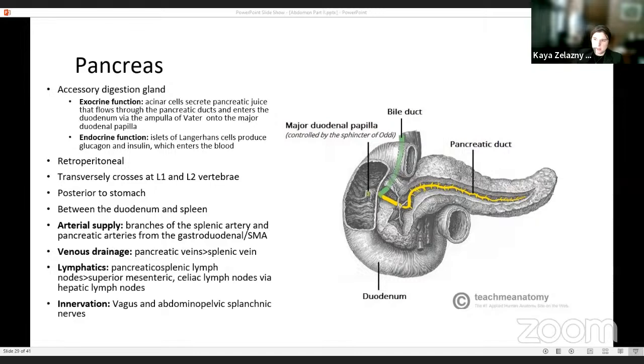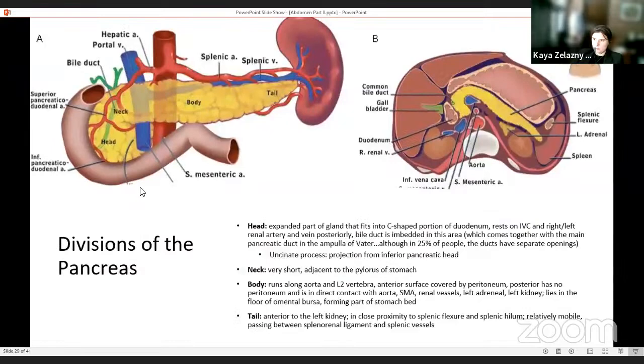In terms of innervation, we are kind of still in this foregut, midgut kind of region. So we've got our vagus nerve, and we also have some abdominopelvic splanchnic nerves involved here. Okay, so we're going to look a little closer at the parts of the pancreas. When we look at the divisions, we are going to think of the pancreas as having a head, a little neck, a body, and a tail. Okay, so we're snuggled in this C shape of the duodenum with the head. We're reaching out with our tail towards the spleen. This is our spleen here.